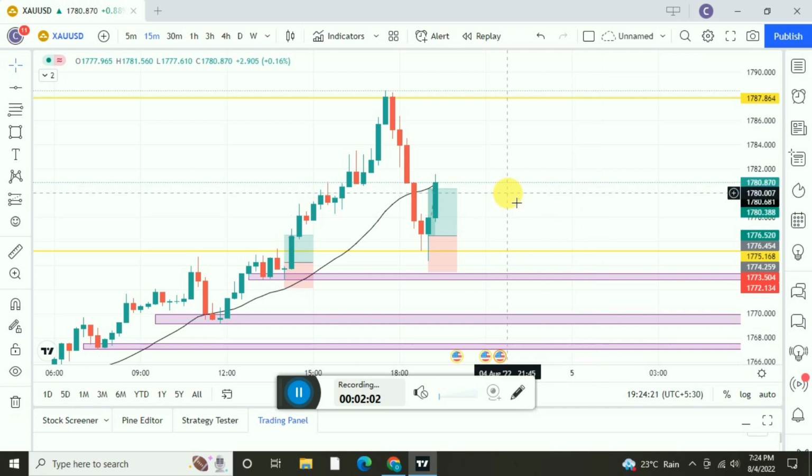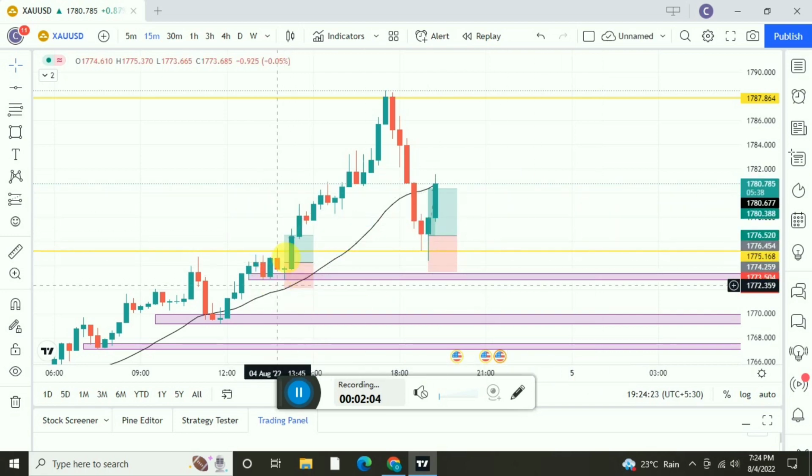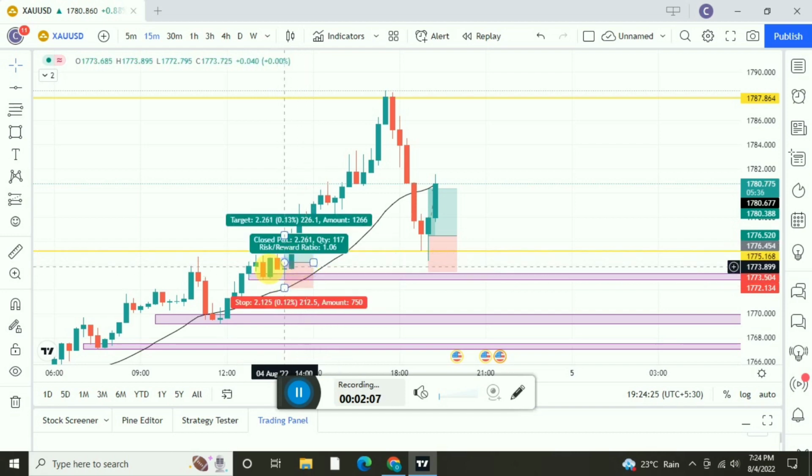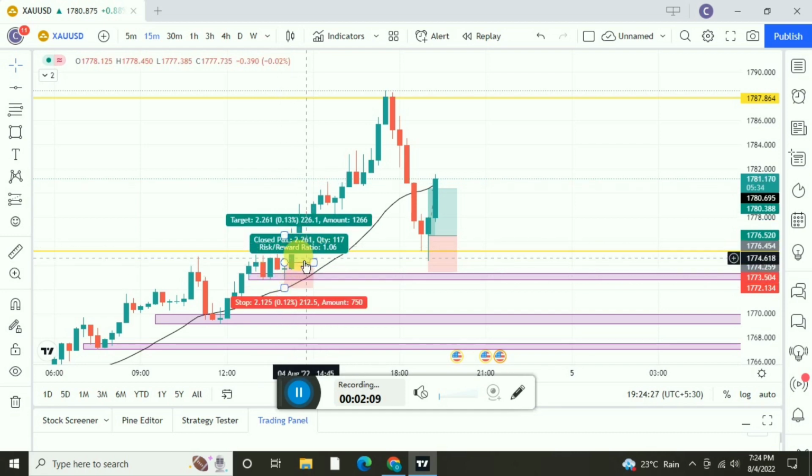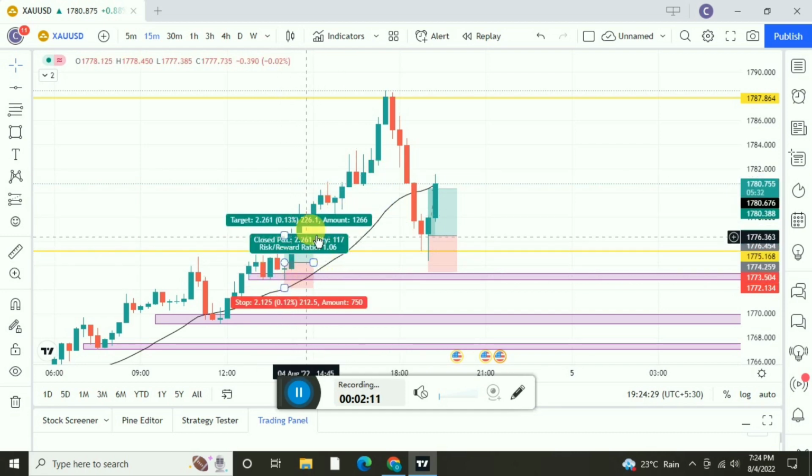So guys, as you can see, this was the last support that the market had, and I took the position over here, and I instantly booked because this was a breakout. The market could reverse from here, so that's why I booked 1:1.